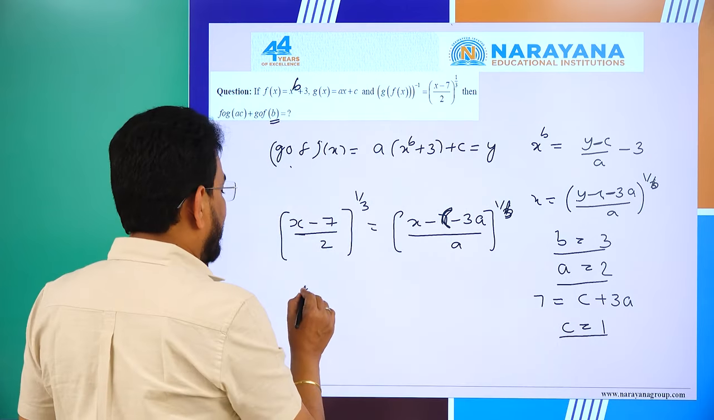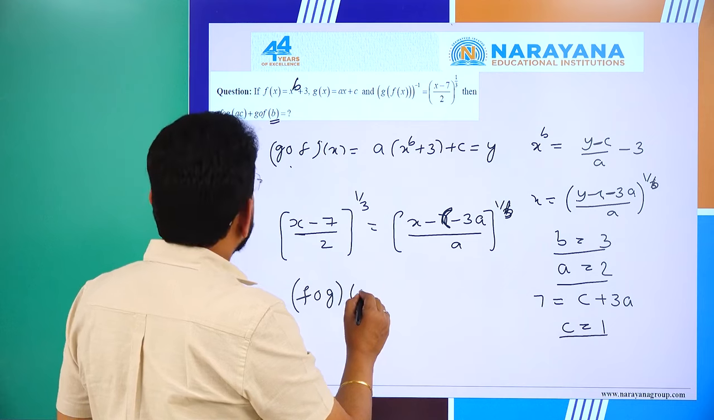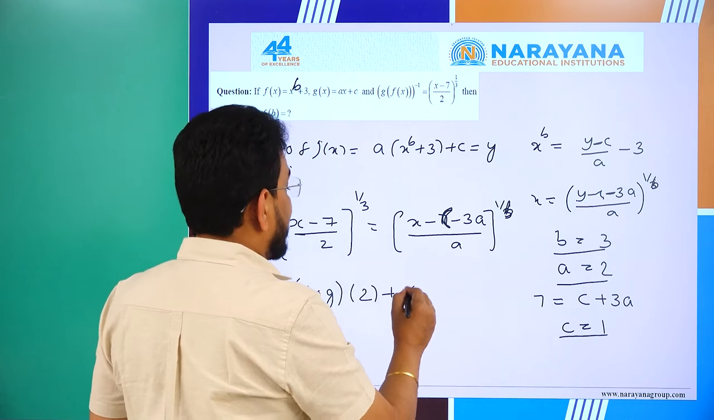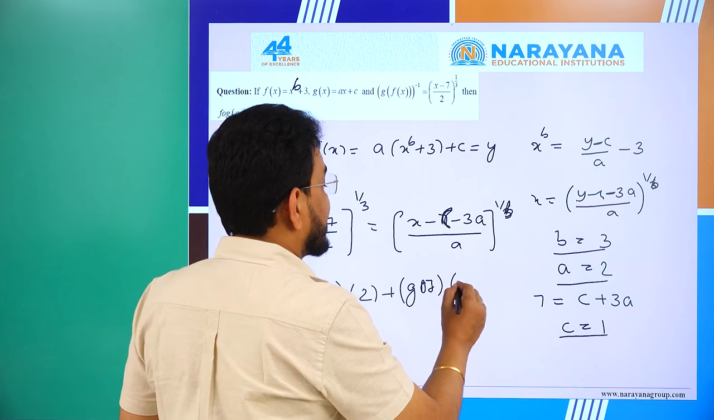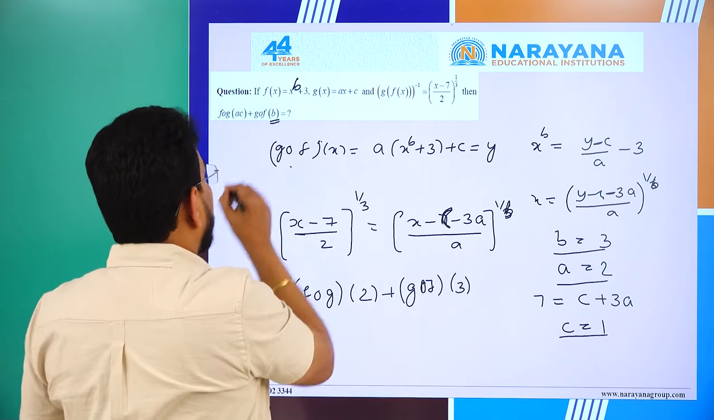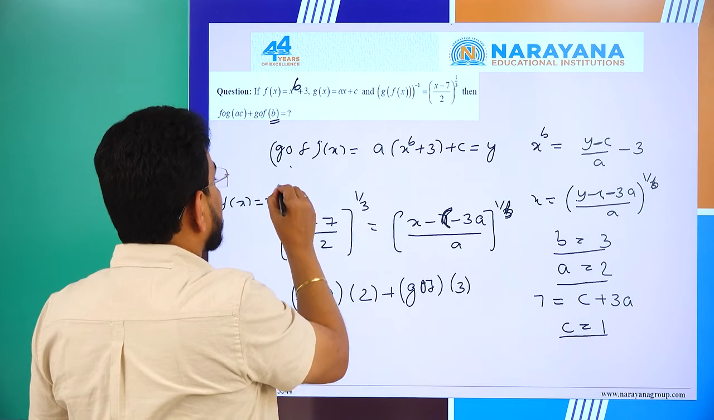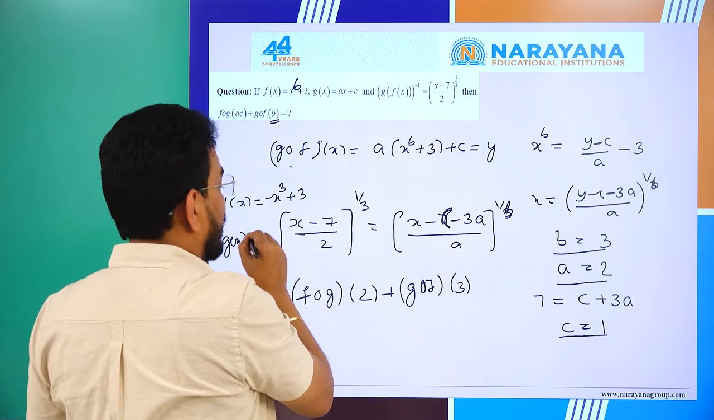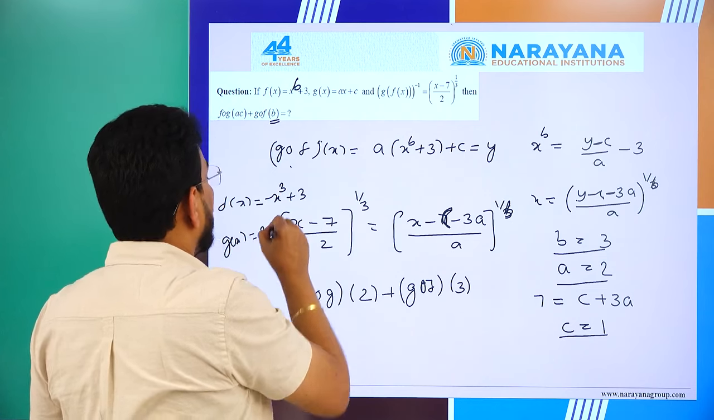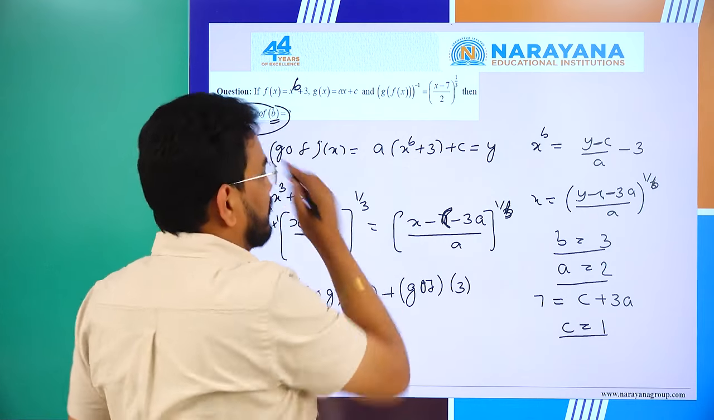So now you got c is equal to 1, a is equal to 2, b is equal to 3. You just simply do f circle g of a, that is 2, plus g circle f of b, that is 3, you needed. And here f of x is equal to x cube plus 3 directly, and g of x is equal to 2x plus 1.